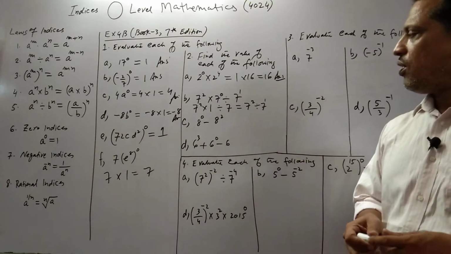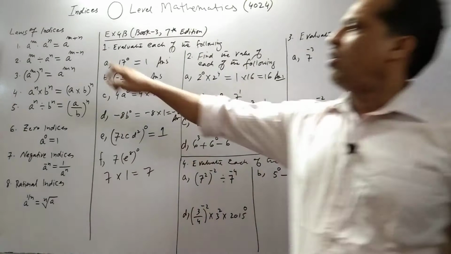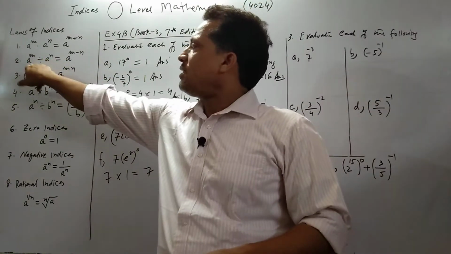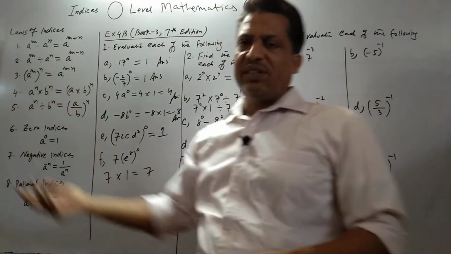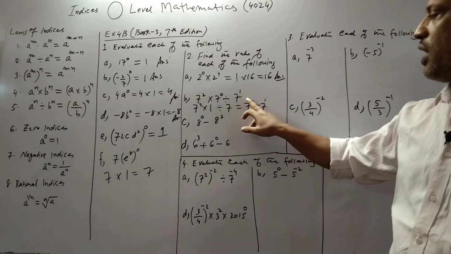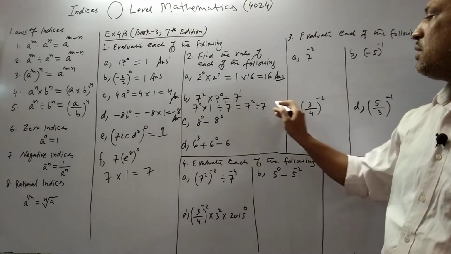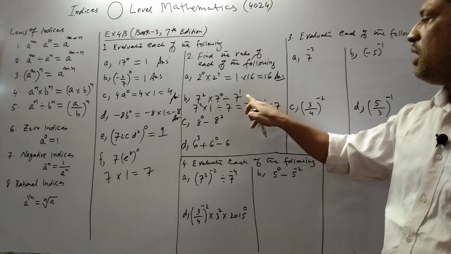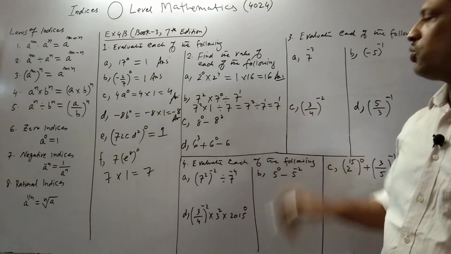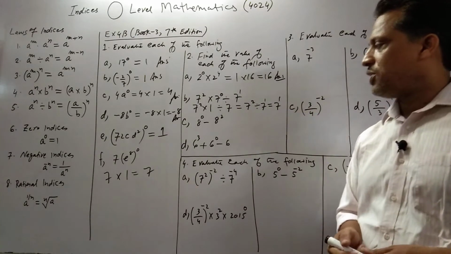Which law do we have to use? Second law. Because both the numbers are the same with different powers. So 7 square divided by 7 is 7 to the power 2 minus 1, which is 1. So the answer is 7. I hope you understand.